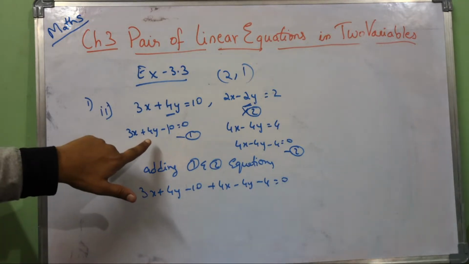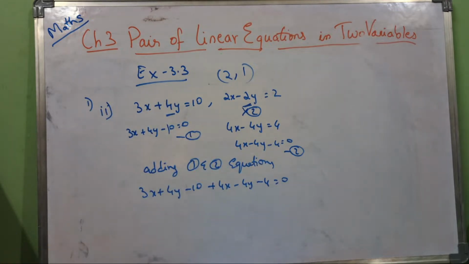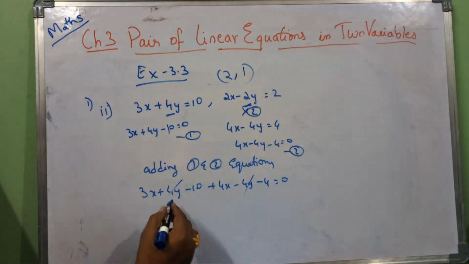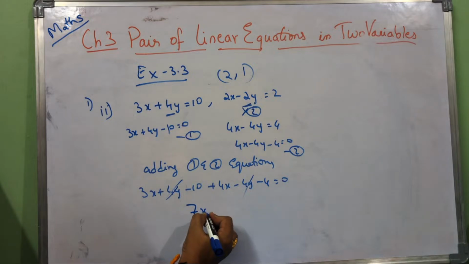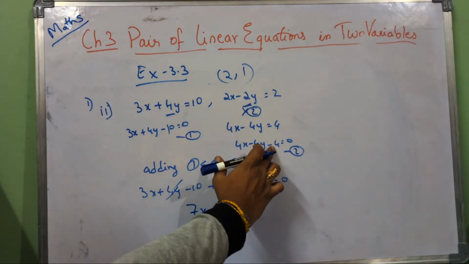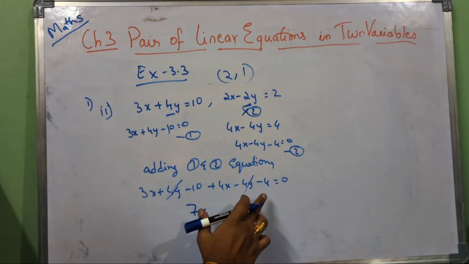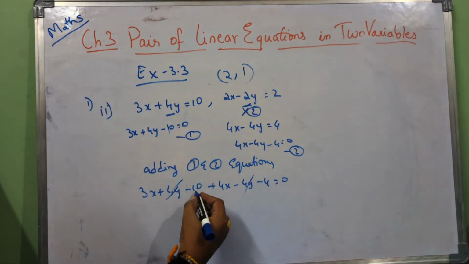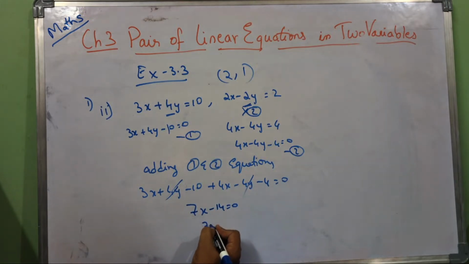So the one variable here is 4y and minus 4y. What I am doing is just adding the equations such that the 4y and minus 4y get cancelled. 3x plus 4x is 7x. See here it is minus 4, so 10 plus 4 becomes 14. So 7x equal to 14.